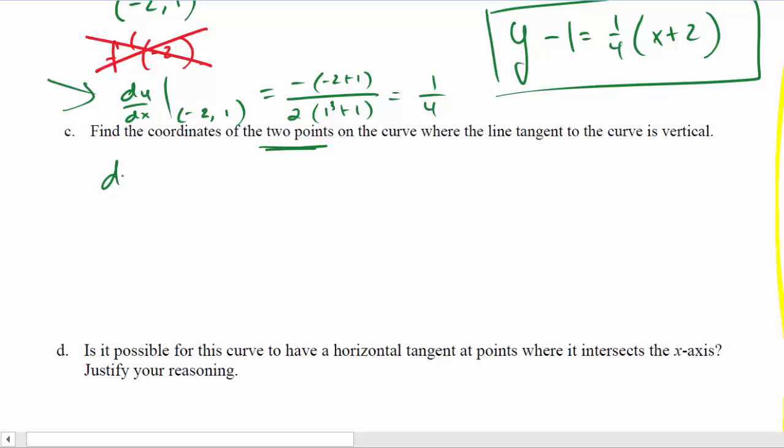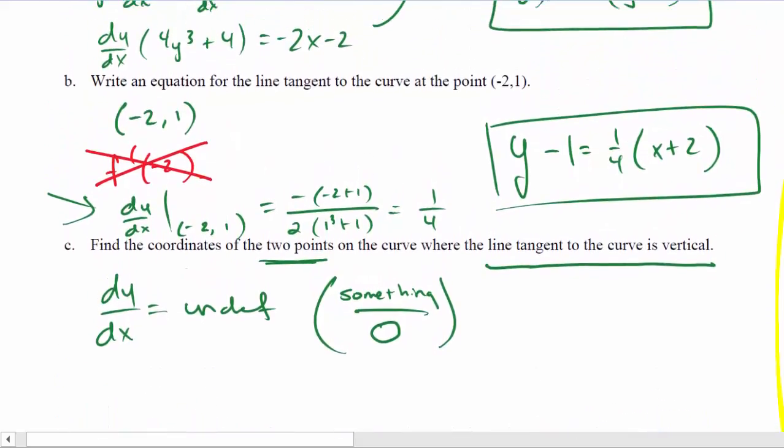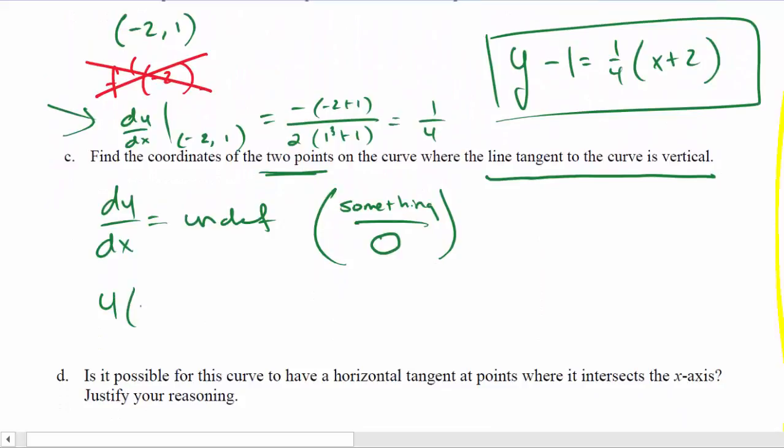Well, what do we know? If the tangent line to the curve is vertical, dy/dx is undefined. What does that mean? I have something on top and I'm dividing by 0 on the bottom. So when I look at what dy/dx is, I really just care about that denominator, which was 4 times y cubed plus 1 equaling 0.